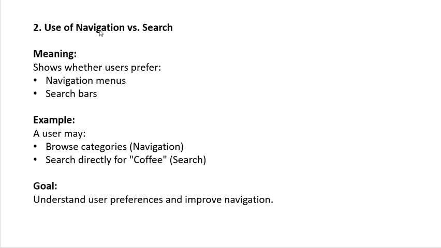Second is use of navigation and search. This shows whether the user prefers the navigation menu or the search bar. For example, browsing categories is navigation, and searching directly for coffee is using the search bar. The goal is to understand the user's preference and improve the navigation.